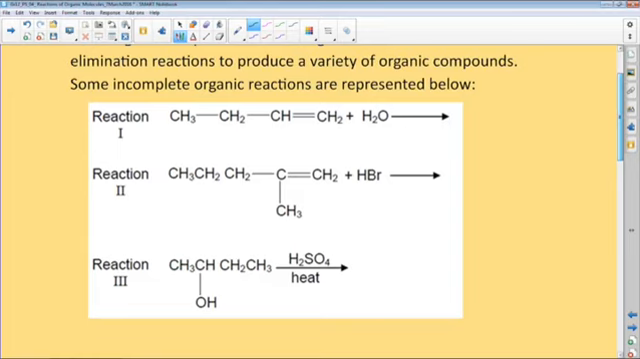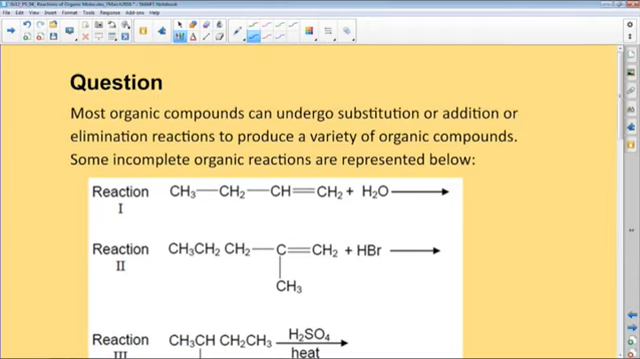Now, obviously here I can be asked to name, to draw, all of that sort of thing, but more than likely, because these are incomplete, I'm going to be asked to complete them and to identify what sort of reactions they are, okay? So that's what I do before I even look at the questions, and I go, fine.